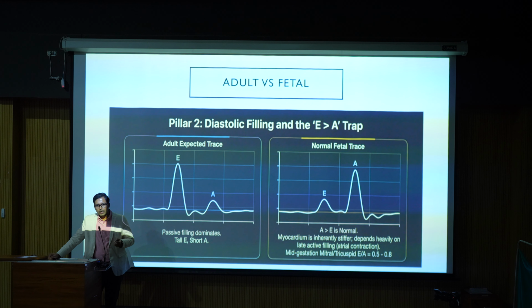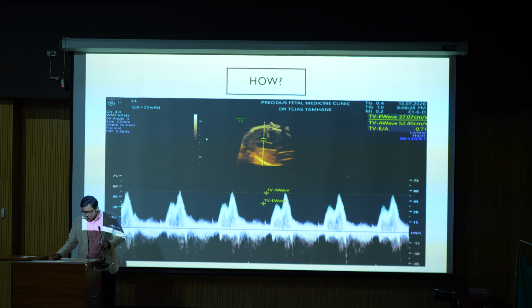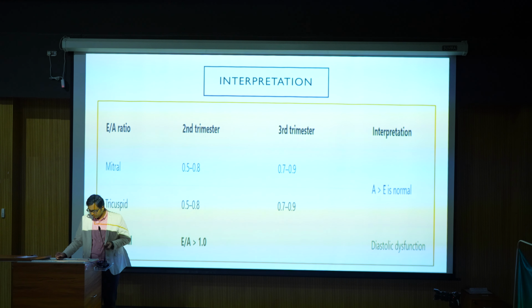So in mid gestation, anything between 0.5 to 0.8 is usually considered the normal range. Again, the same applies for the tricuspid valve: you take the same waveform at the level of or just below the valve, and you get the EA wave pattern, where you measure the E wave and A wave, and the EA ratio is calculated by the machine, which is 0.71 in this case, and which is absolutely fine.